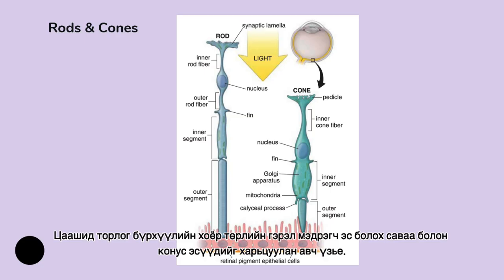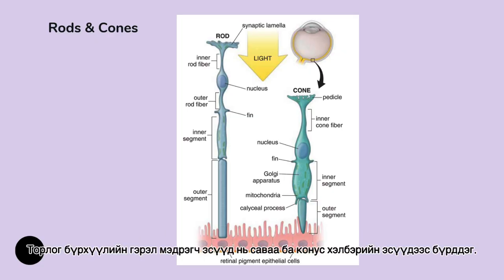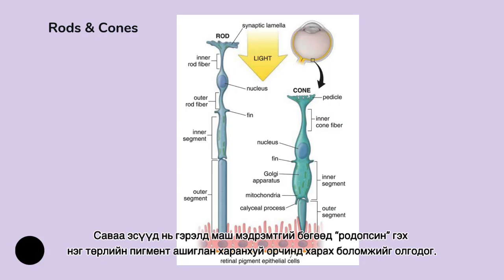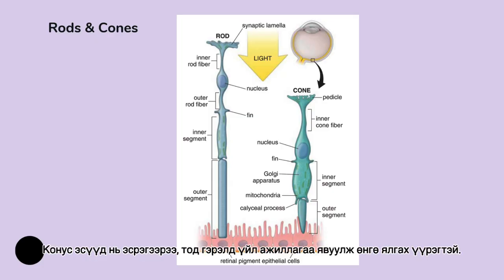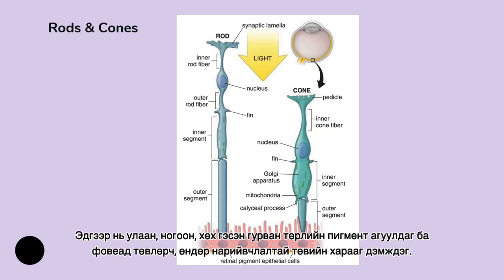Next, let's compare the two types of photoreceptor cells in the retina, rods and cones. The photoreceptors of the retina consist of rods and cones. Rods are highly sensitive to light and allow vision in dark environments, using a single pigment called rhodopsin. Cones, in contrast, function in bright light and are responsible for color vision. They contain three types of pigments: red, green, and blue, and are concentrated in the fovea, supporting high-resolution central vision.